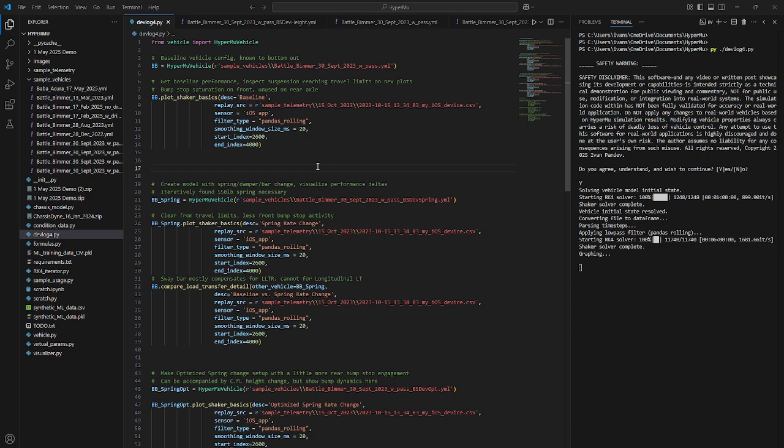After some iteration, I found that 1/4 of an inch or 6 millimeters of increased front ride height would be enough to predict that the vehicle model is no longer touching its stops. However, there were a lot of regressions in the vehicle handling, which couldn't be compensated for.